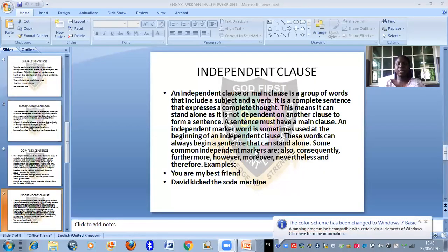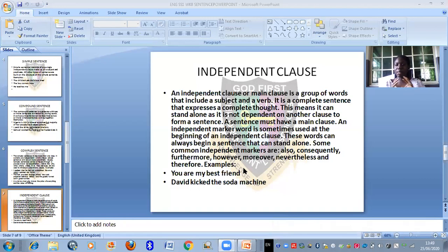Examples of independent clauses. Number one, you are my best friend. A simple sentence with complete meaning, and that is that you are my best friend. Another example, David kicked the soda machine. This is also another example of an independent clause.